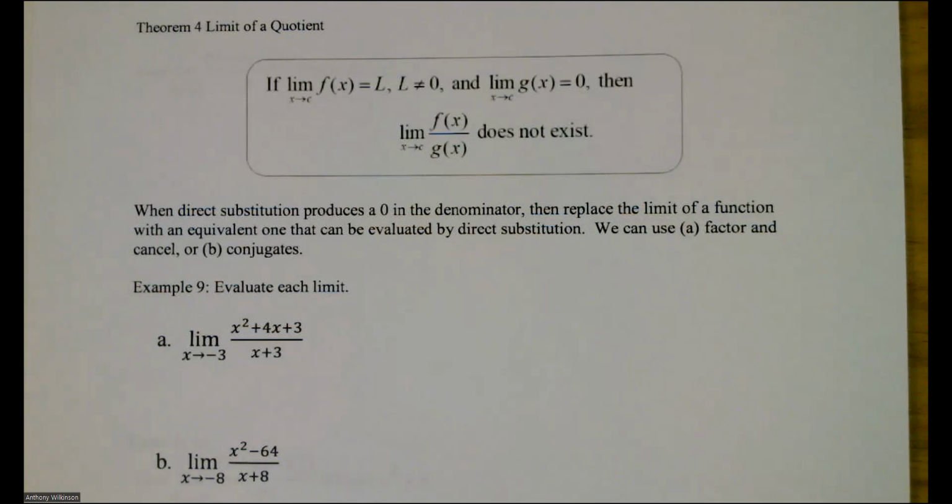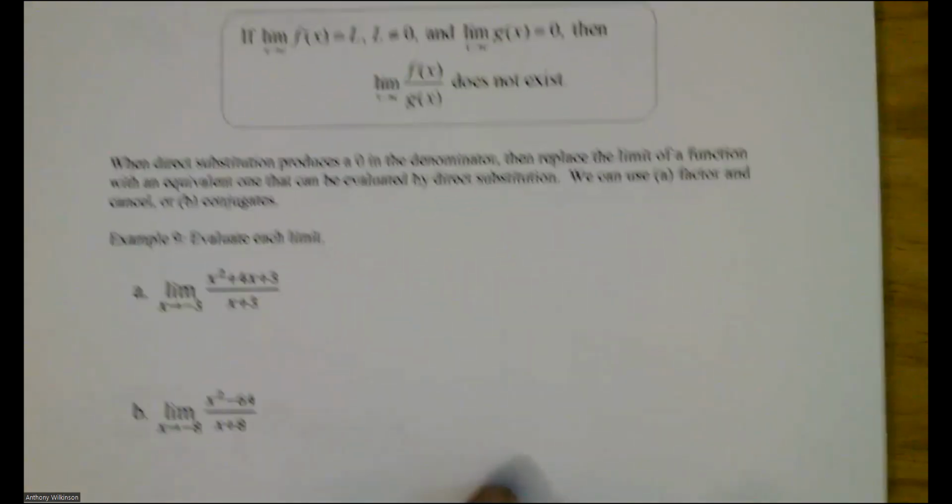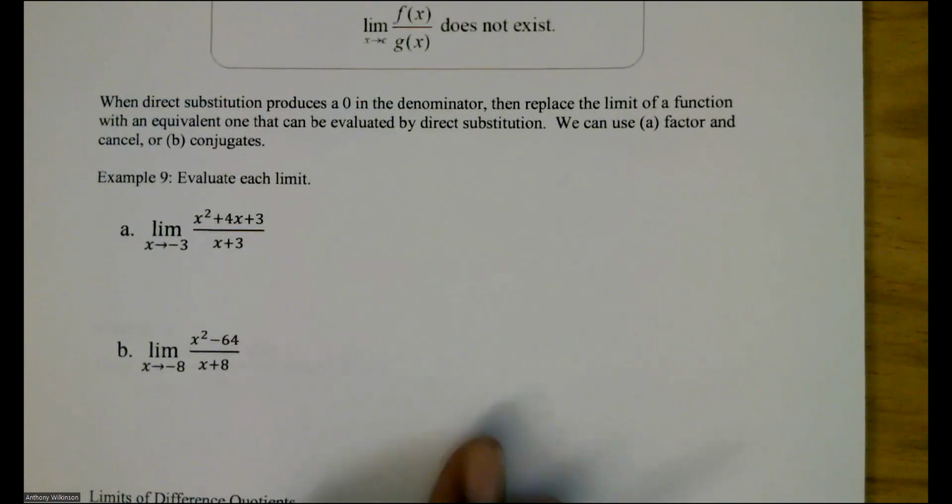All right, look at example 9, A and B. This one does have something to do with direct substitution. Well, not direct substitution. Indeterminate forms here. In this case, we have the limit as x approaches negative 3 of (x squared plus 4x plus 3) divided by (x plus 3).